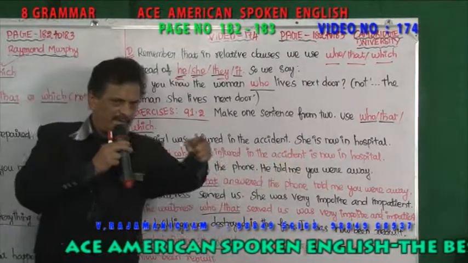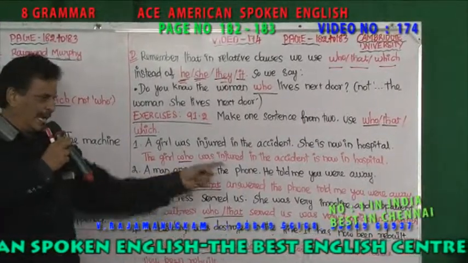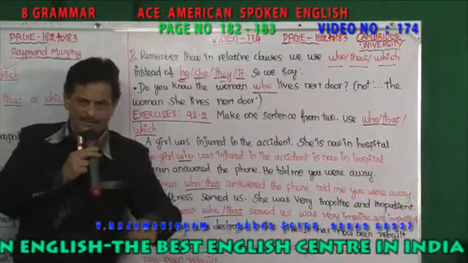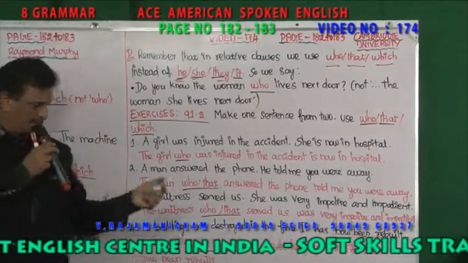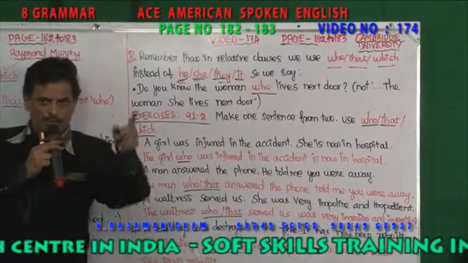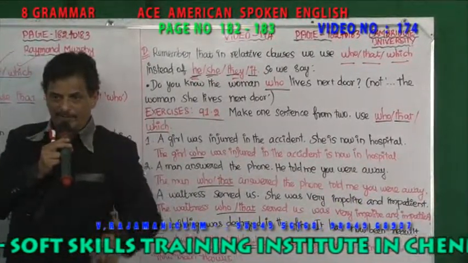He told me you were away. அவன் என்ன சொன்னான், நீ வெளியே போயிட்டீன்னு சொன்னான். The man who answered the phone told me you were away. அந்த மனிதன், எந்த மனிதன்? பதிலளித்த மனிதன். The man who answered the phone told me you were away. The man that answered the phone told me that you were away.